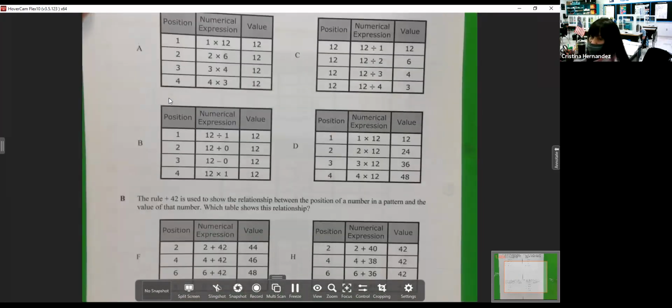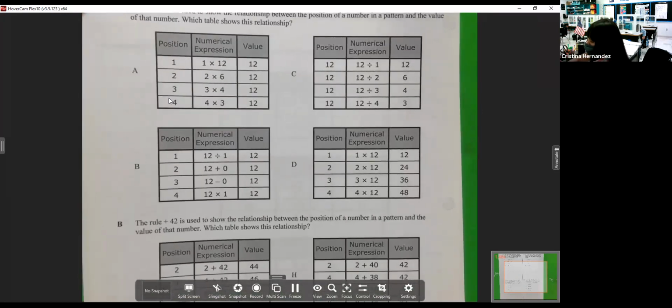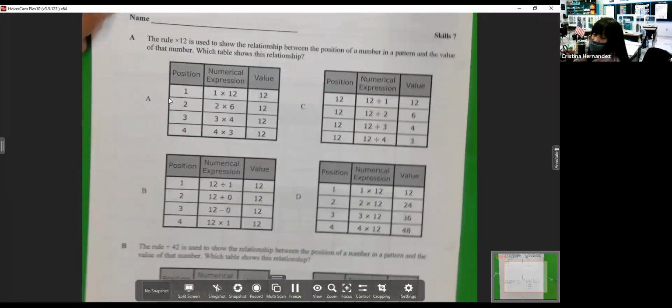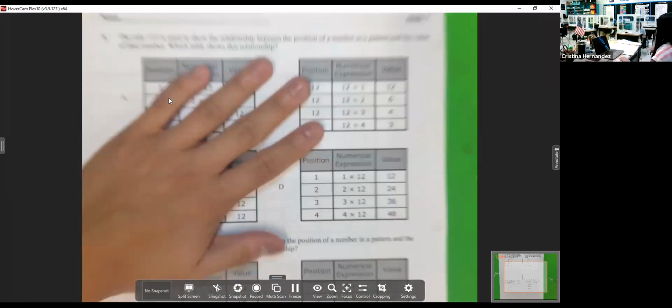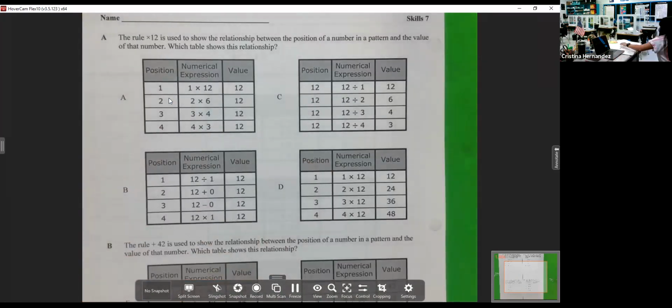These are important today. Page 60. We haven't gone over this type of problem yet, but you will see one like this on your test. So pay attention to this one.